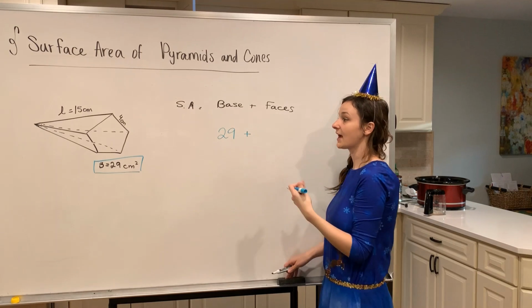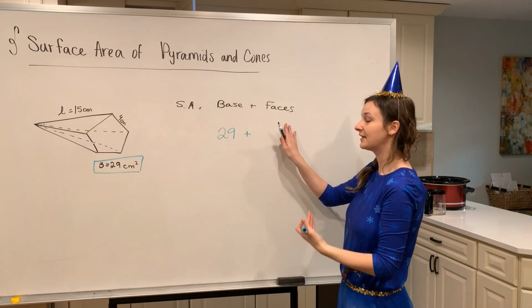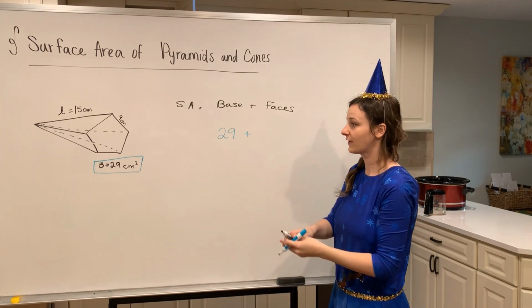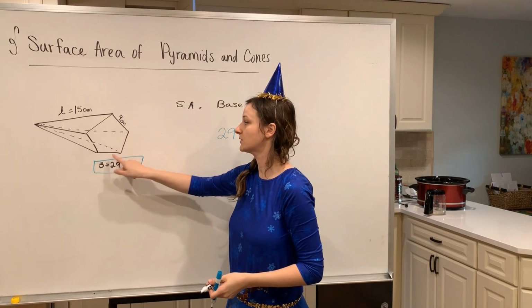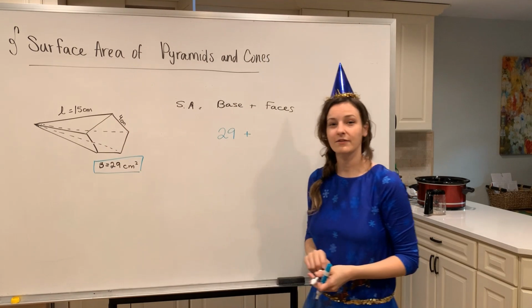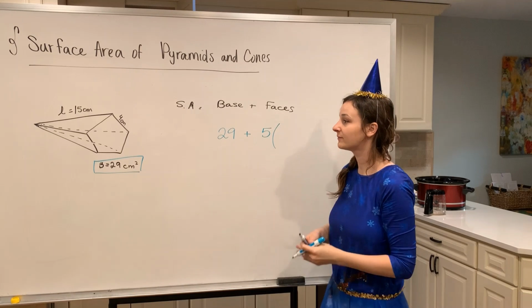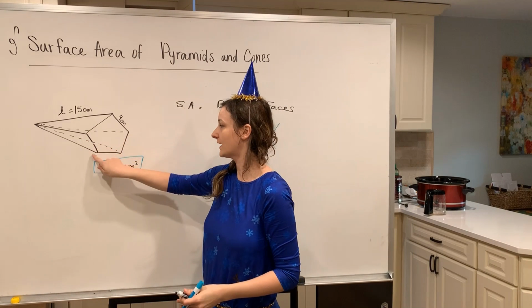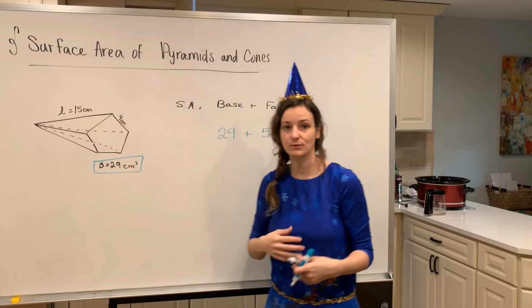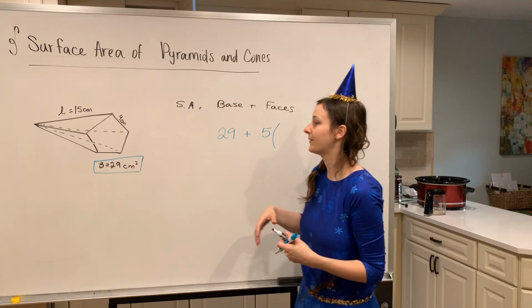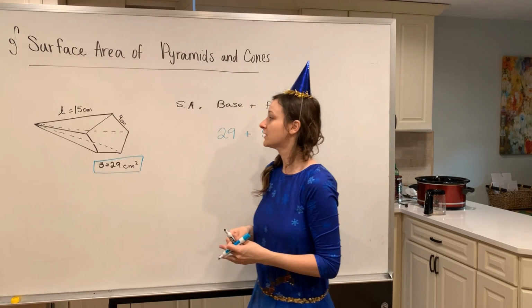Plus, let's think, how many sides or how many faces does this figure have? Well, a pentagon has 1, 2, 3, 4, 5 sides. Therefore, I'll have 5 faces, so I will multiply by 5, all of my 5 triangle sides. And they're all going to be the same because we're talking about regular bases.